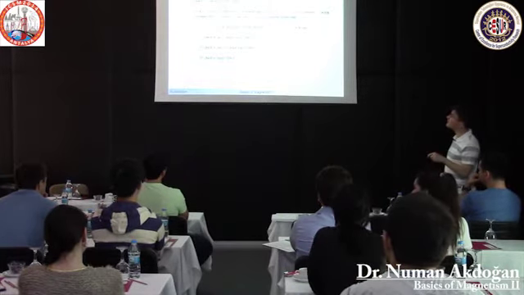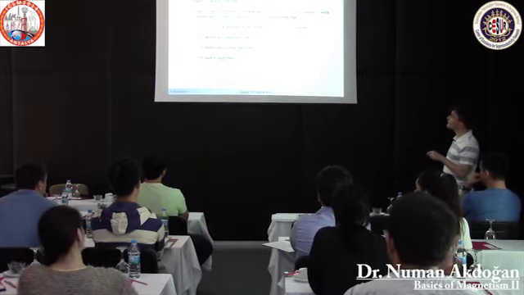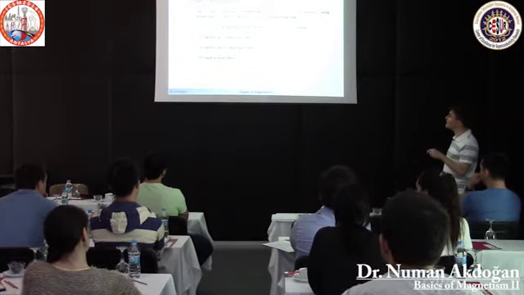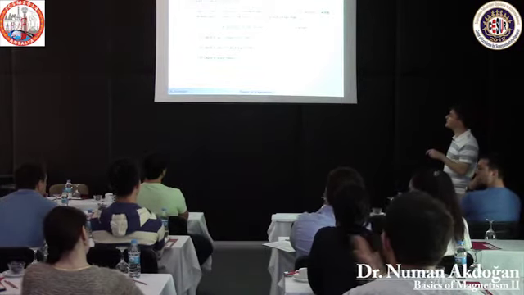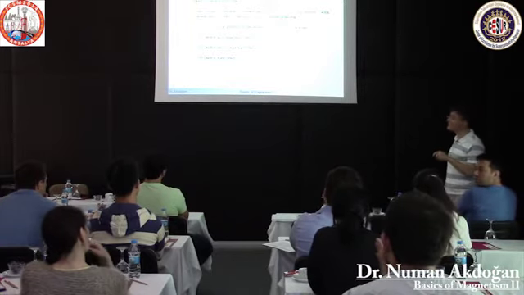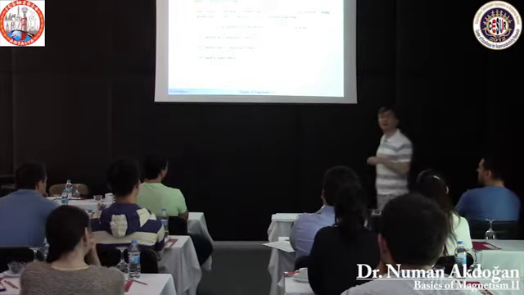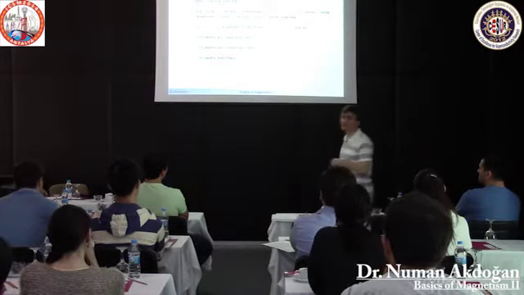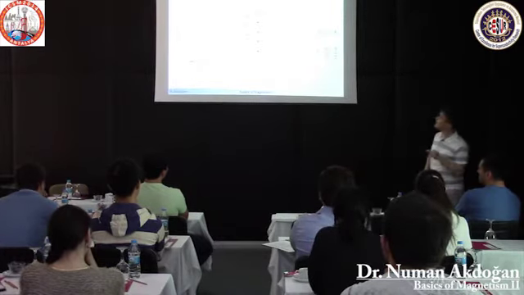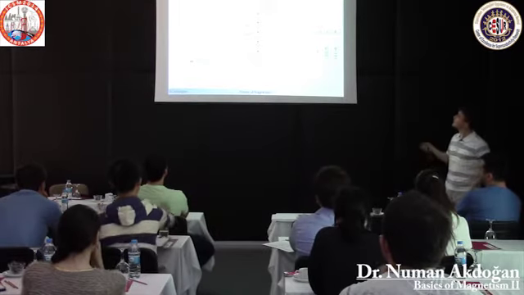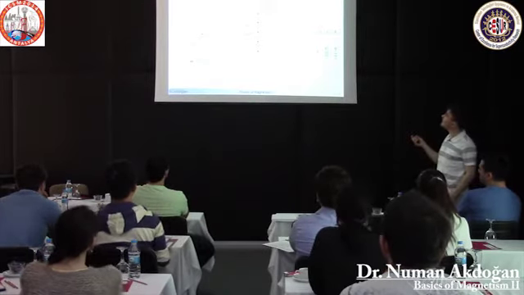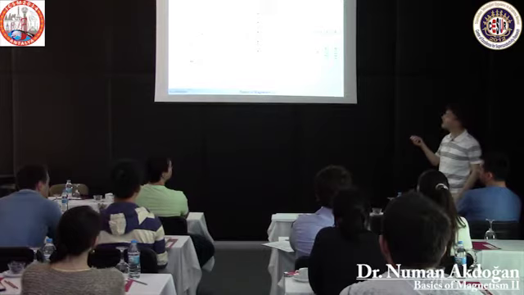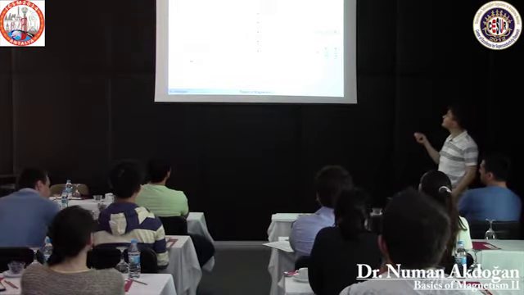If the shell is less than half filled, J is given by L minus S. If the shell is more than half filled, L plus S. And if the shell is half filled, J is equal to S and L is 0. Here I have an example. For example, you have an atom, and this atom has 5 electrons in the 4f shell.